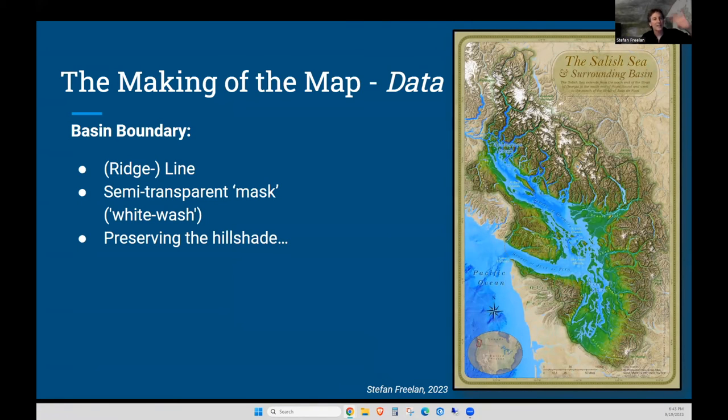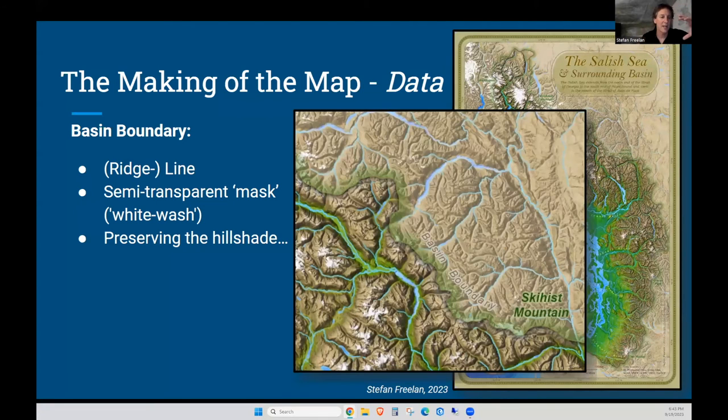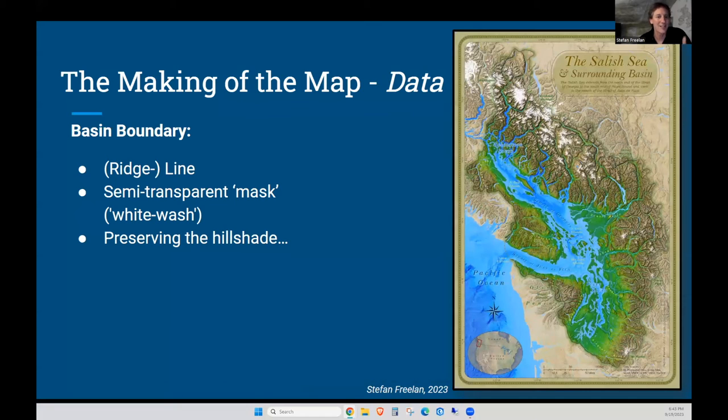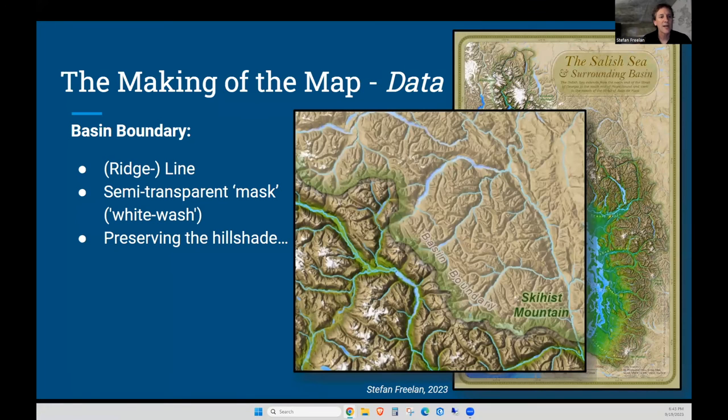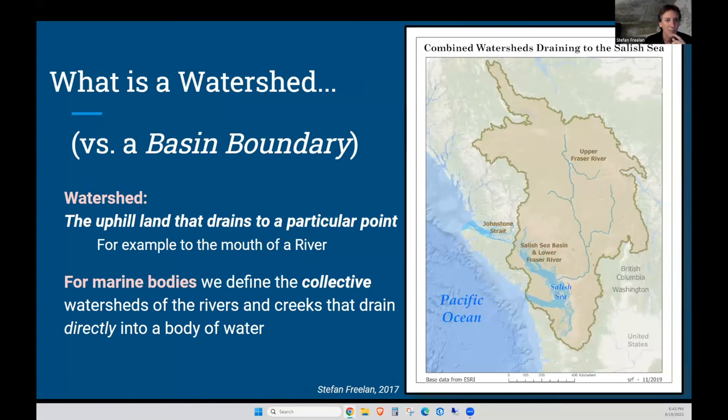The final thing, so that's the elevation, the salt water, the fresh water, and the final kind of data theme I've got is this basin boundary. If you look at it up close, there's the area inside, and the area outside has this sort of white wash over it. Still have the terrain, still can see the hydro, but the colors are muted down so they don't pop. I'm trying to draw our focus onto the area of interest, which is the Salish Sea and the area immediately surrounding it. Okay. So that basin boundary is a lot like a watershed, but it's not a watershed.